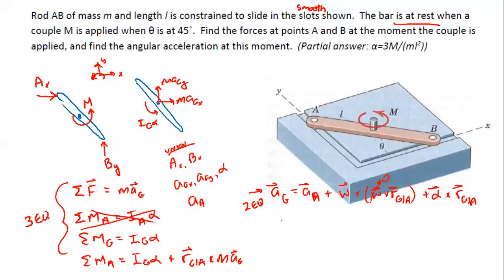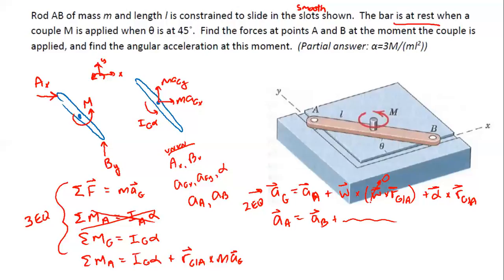I can now do acceleration of A equals acceleration of B plus all our stuff, the omega and the alphas in there. Now that introduces two more equations and one more unknown, because I don't know what alpha AB is. So that'll be enough.